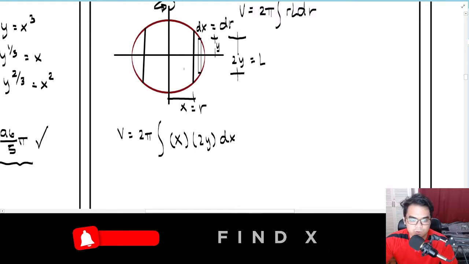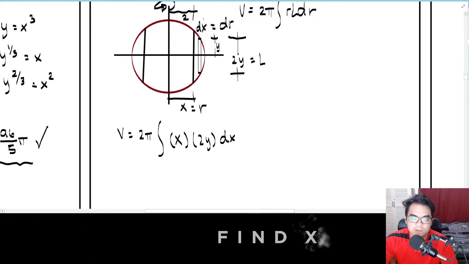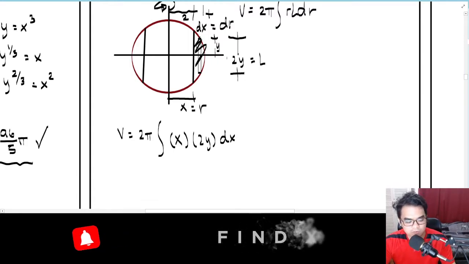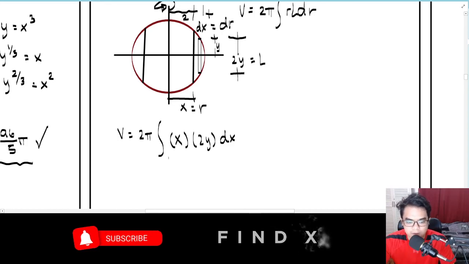Okay, but we must have a limit. As you can see, from here, this is 2, right? And then of course this is 1. Although the radius is 3, what we need is only this part. So that is from 2 to 3. So those are the limits.